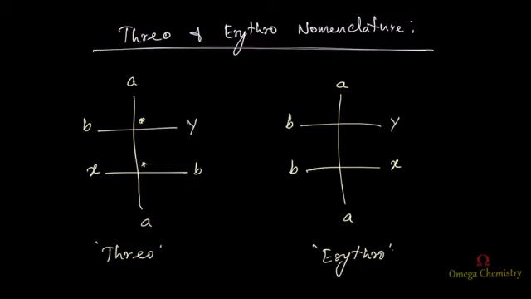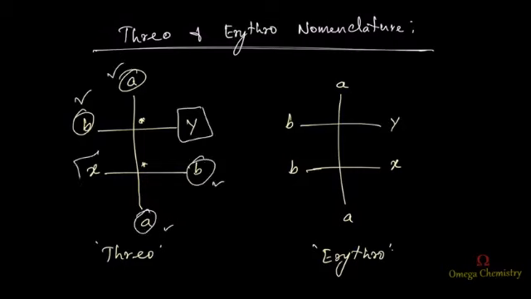So this nomenclature is applicable only if they have two common atoms or common groups attached to each adjacent stereocenter and one dissimilar one. See here, both stereocenters have A and B, and this is the dissimilar one. So one dissimilar atom or group and two similar atoms or groups should be attached to the adjacent stereocenters. Then only this nomenclature is applicable.